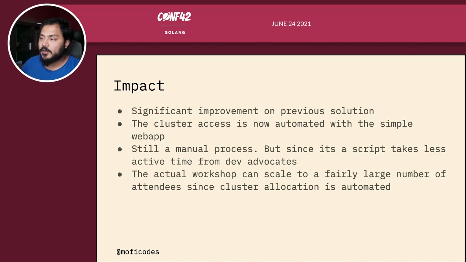The actual workshop can scale to a fairly large number of attendees. So that is an improvement. That was good. Because it's just a for loop, the work to spin up 5 clusters versus 500 clusters was basically the same, except for how long it took. So this was not a bad solution, and it has served us well for a fairly long time.